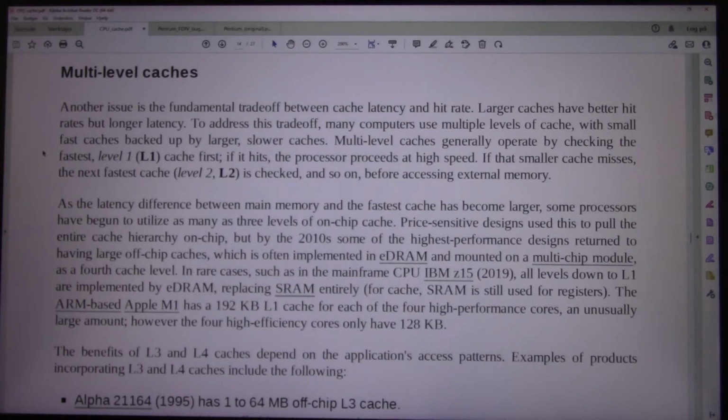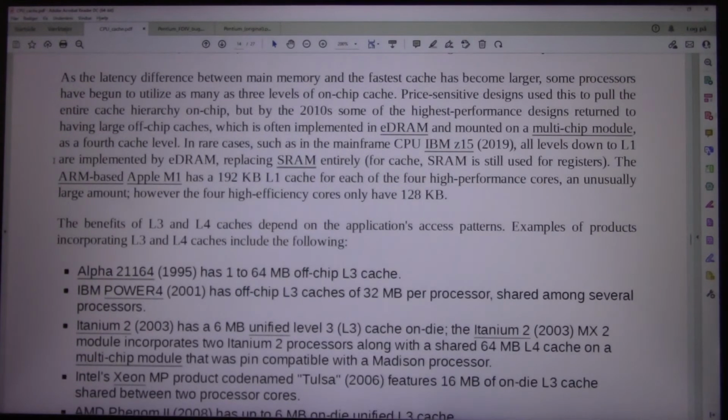If that smaller cache misses, the next fastest cache, level 2, L2, is checked, and so on, before accessing external memory. As the latency difference between main memory and the fastest cache has become larger, some processors have begun to utilize as many as 3 levels of on-chip cache.